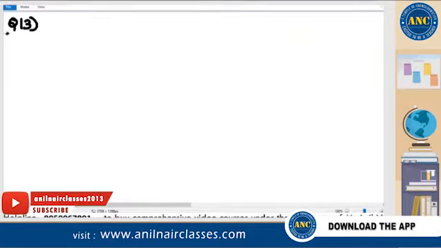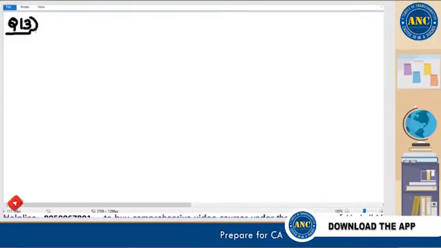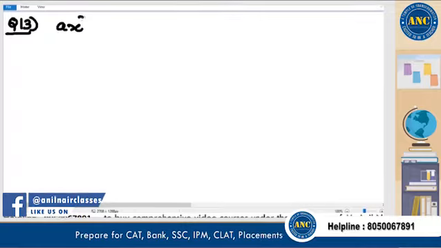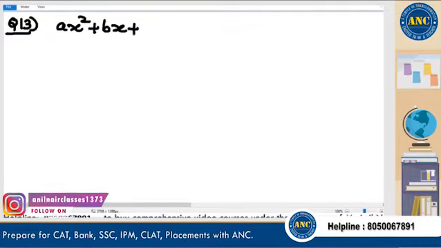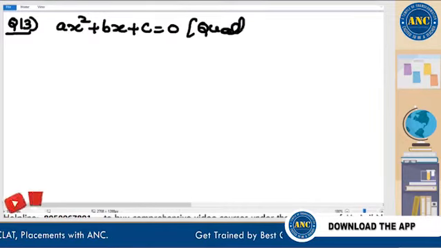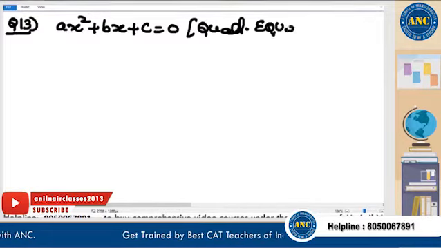Question number 13. Please write down. First, ax square plus bx plus c equivalent to 0. It is a quadratic equation. Equation, CAT replica question.